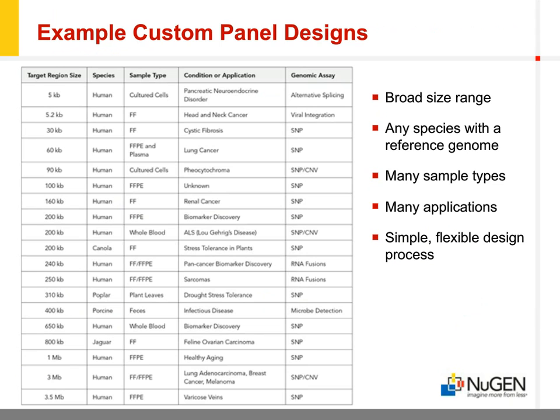This slide provides a snapshot of a few different custom designs that have been successful with custom solutions. As you can see, there's a broad range of target sizes from a single exon to hundreds to thousands of genes. The table also shows a variety of different species, including plants, mammals, and microorganisms, different sample types, and a variety of applications that can be explored with fast and flexible customization.